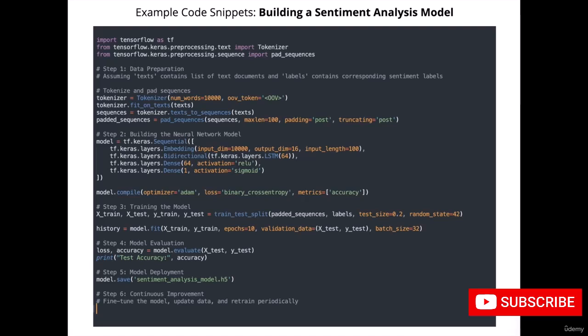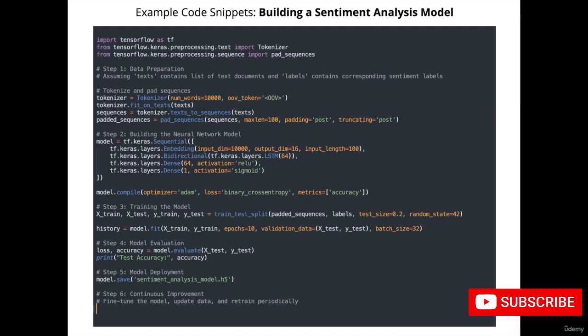Now we have to implement it here by calling the sequential function of Keras and calling the embedding function, passing the values. Next is bidirectional, pass the LSTM layers that we are using. Next, the dense layers: we call the dense function, pass 64 and the activation value, and the next one, pass 1 and activation of sigmoid.